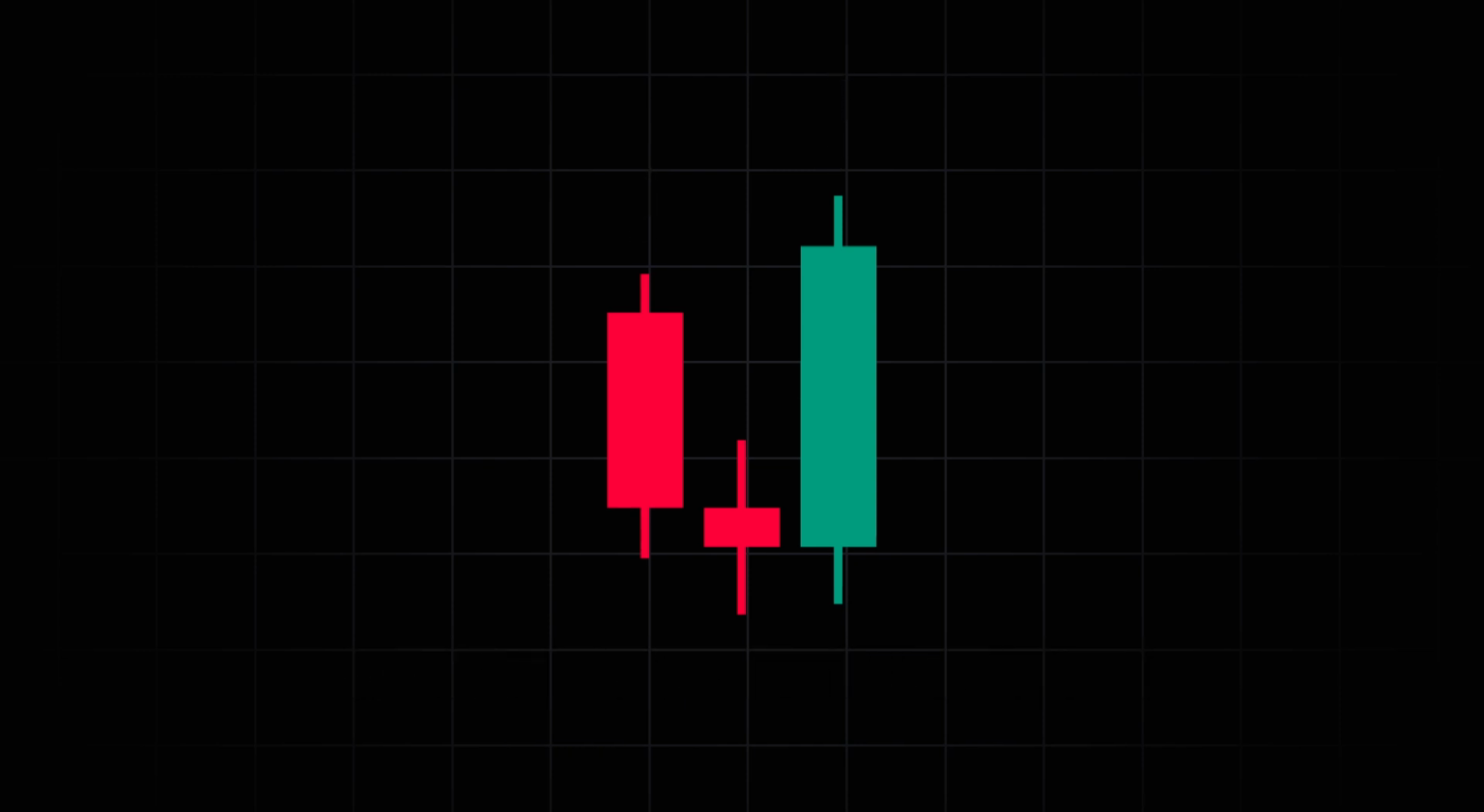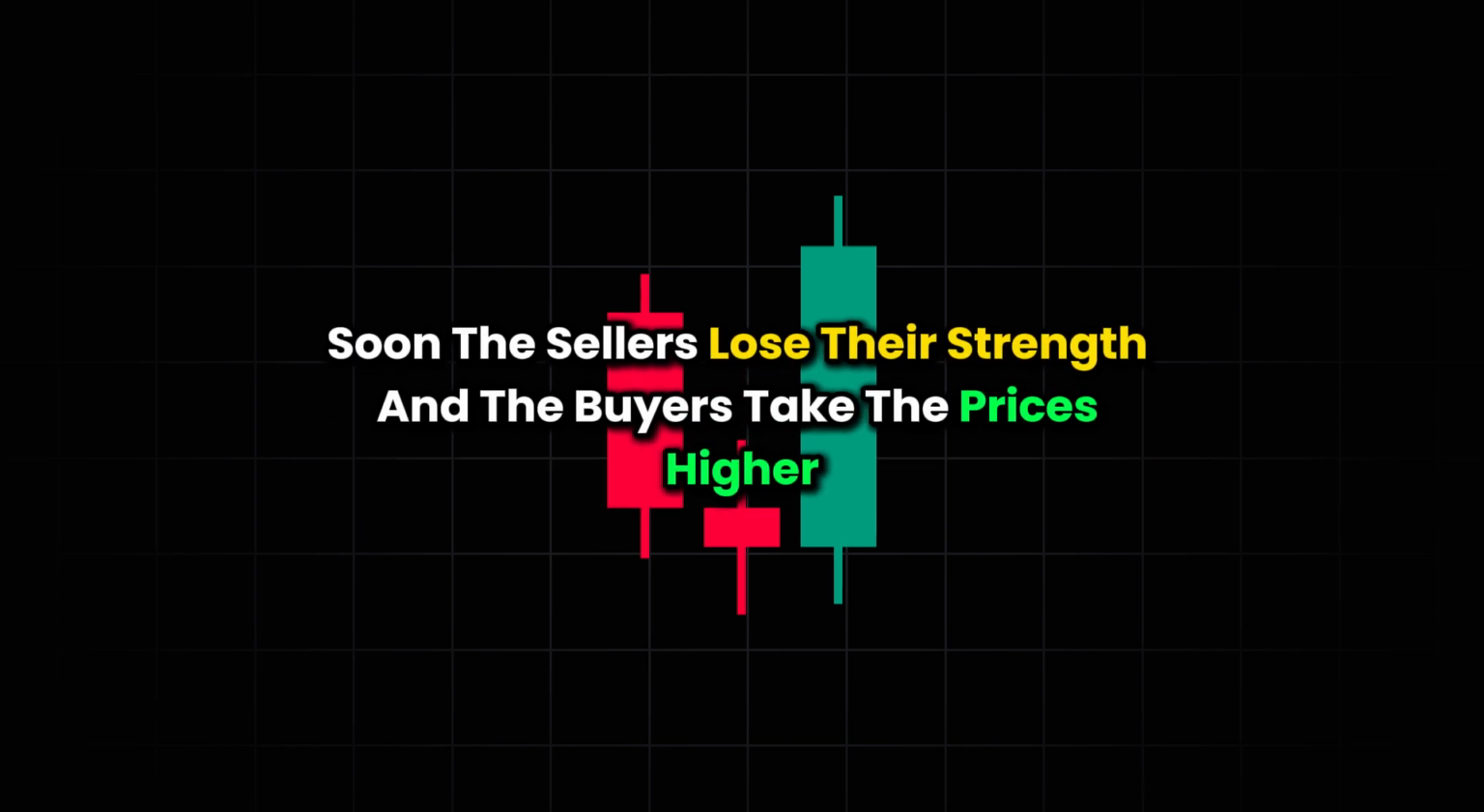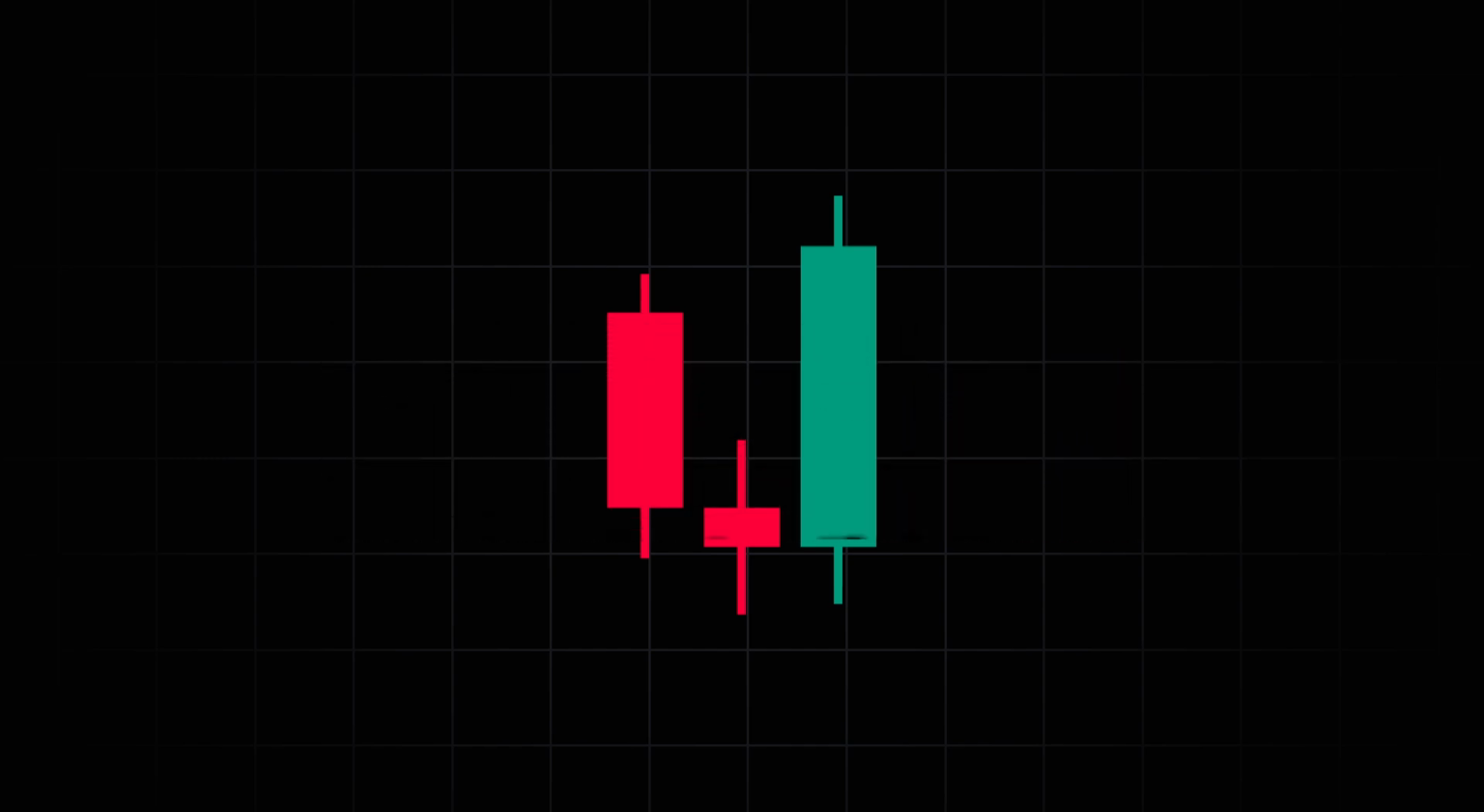The psychology behind this pattern is pretty simple. So, first we have a red candle. This shows us that the sellers were in complete control of the markets. They push the price downwards, then we see a small doji candle and it shows us that the buyers have stepped in and are pushing the price upwards. Soon the sellers lose their strength and the buyers take the prices higher, creating this green candle. It shows that the buyers have turned the price and we are now likely to see an up move.